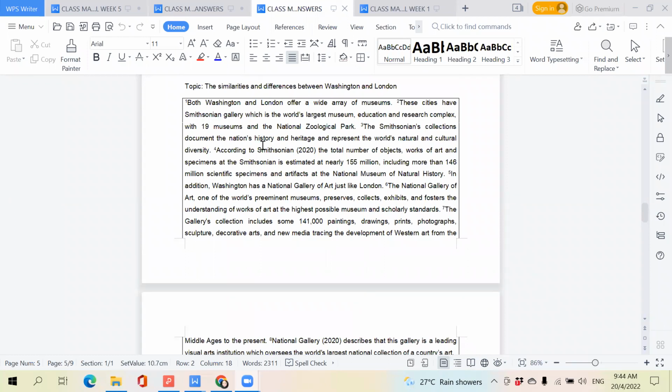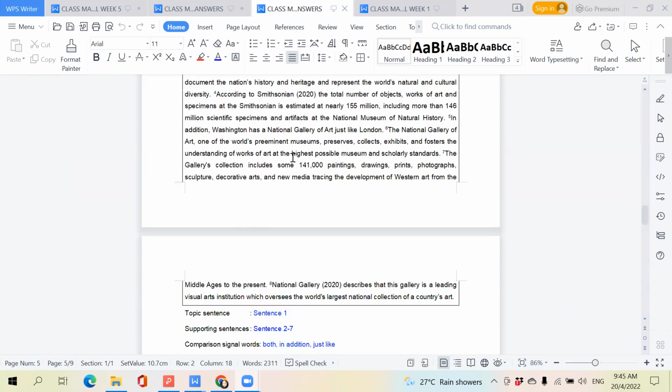Both Washington and London offer a wide array of museums. The cities have the Smithsonian, which is the world's largest museum, education and research complex, with 19 museums and the National Zoological Park. The Smithsonian's collections document the nation's history and heritage and represent the world's natural and cultural diversity. According to Smithsonian, okay, this is another in-text citation. When you write later on, this is what I want to see from you. Kena ada in-text citation to show that you have done your research and this is not something that you made up. Okay. Anyway, etc. etc.